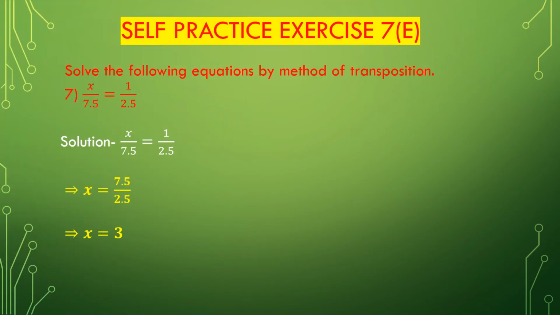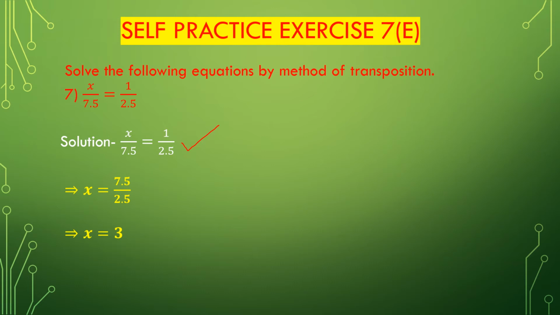Now we solve question number 7. Question number 7 is x divided by 7.5 equal to 1 divided by 2.5. This is the equation given and we have to solve the value for the variable x. This implies x equal to, here on left hand side x divided by 7.5 is given. X is on division.